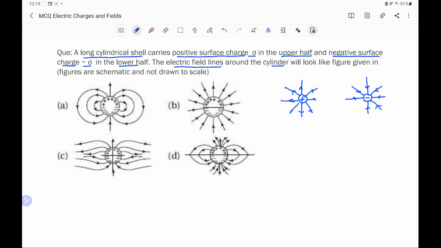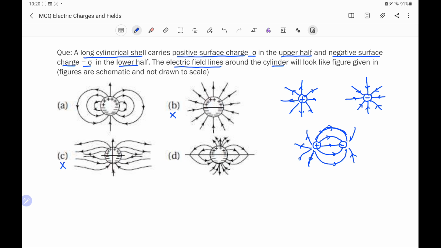But if these two charges are not isolated, that means kept nearby, then field lines will be starting from the positive charge and terminating at the negative charge. So this is the representation of the electric field lines from a combination of the positive and the negative charge. Using this property, we can see that this B is wrong because for nearby charges, the field lines originating from positive must terminate at the negative charge.